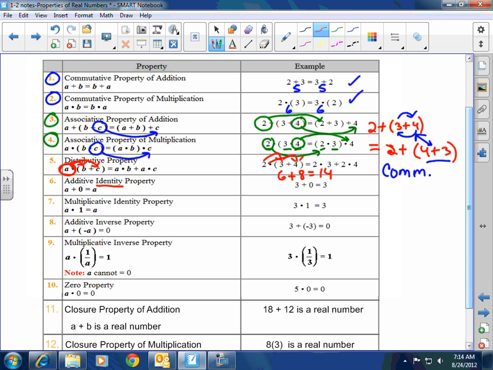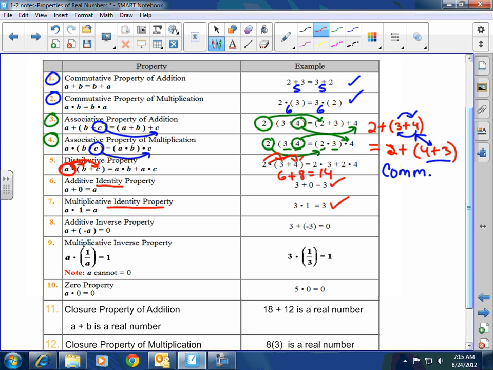The multiplicative identity property is similar, but it's anything times 1 is equal to itself. So A times 1 equals A. That's the multiplicative identity property. So the additive identity property, 3 plus 0 is 3, because anything plus 0 is itself. And the multiplicative identity property, 3 times 1 is 3, because anything times 1 is itself.